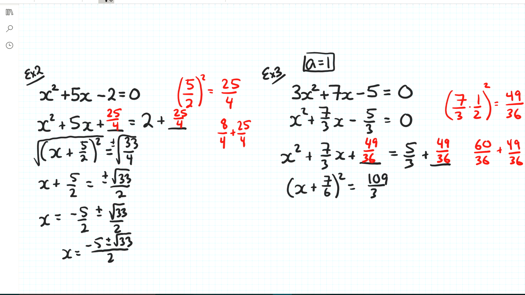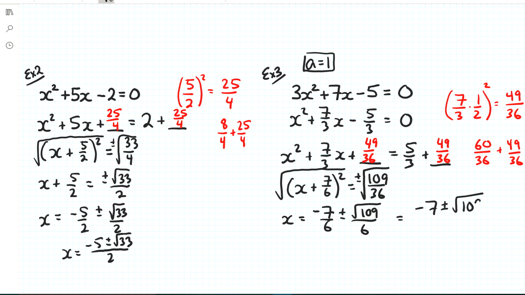So we square root both sides of the equation. That's going to give us x equals negative 7 over 6 plus or minus root 109 all over 6, which is really negative 7 plus or minus the square root of 109 divided by 6.